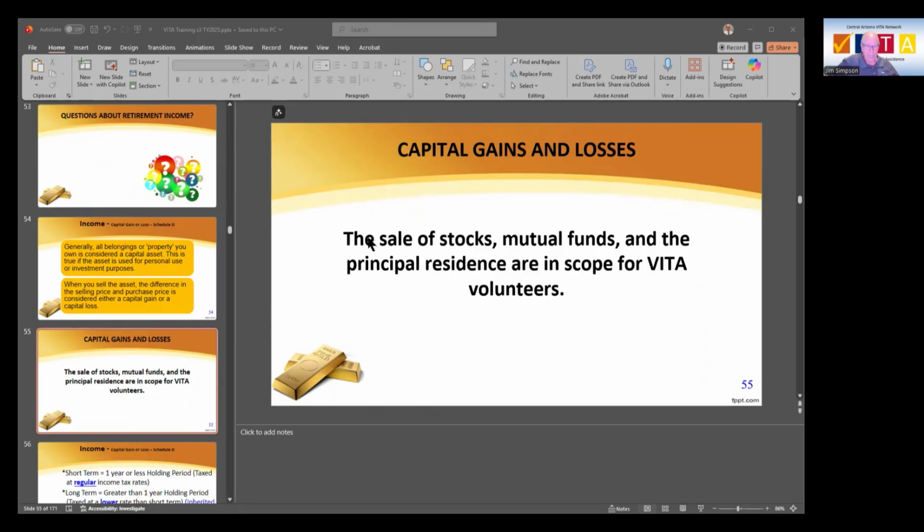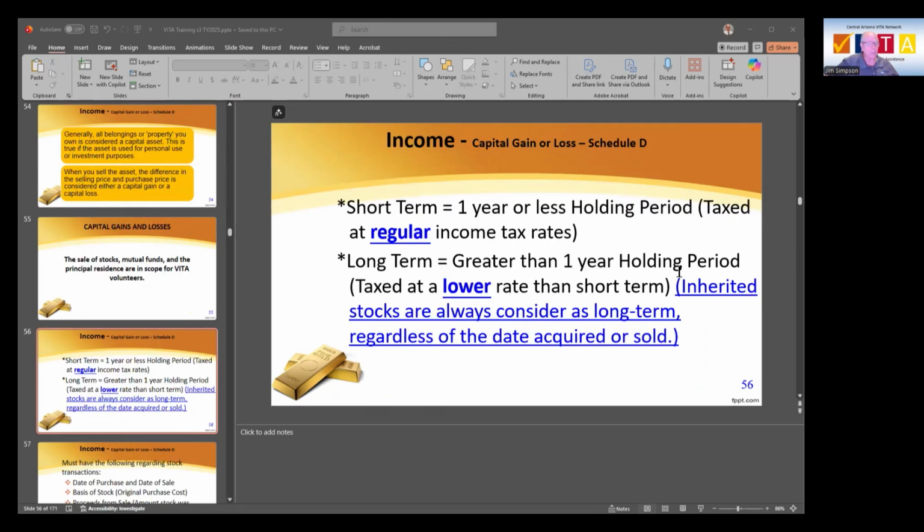And in VITA, we can handle the sale of stocks, mutual funds, even the principal residence. These are all in scope for us, right?